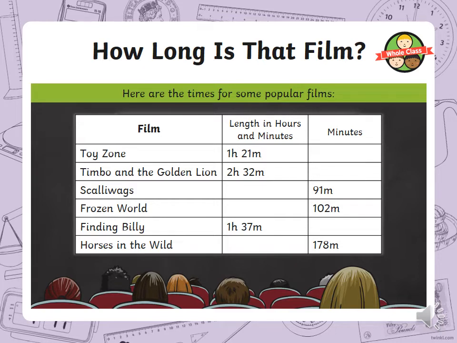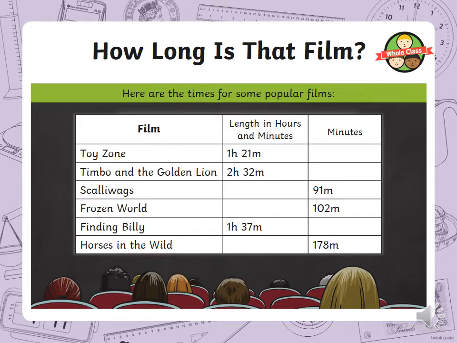So what you need to do is for Scallywags and Frozen World and Horses in the Wild, you need to convert the minutes into hours and minutes, and for the other 3 movies you need to convert the hours and minutes into just minutes. So pause the video for yourself, draw the table out and work out your timings before I go through the answers.